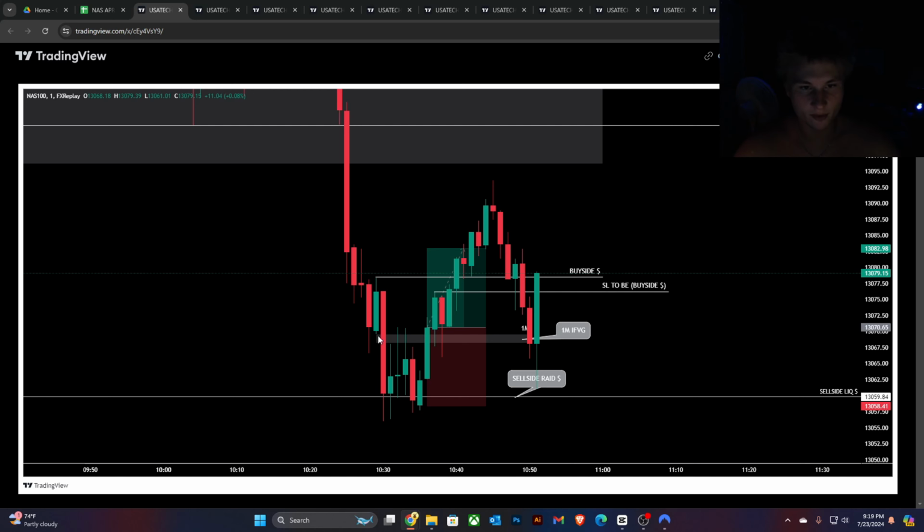Inverse this 1 minute fair value gap, closed above it, and then boom, entry right here. We messed around here a little bit, went back into drawdown. I didn't move to break even yet because we didn't hit this buy side yet. But then price pushed up, hit this new internal buy side liquidity, I moved my stop to break even, risk free, and just targeted 1-to-1 there above this buy side liquidity. But yeah, pretty clean trade there.